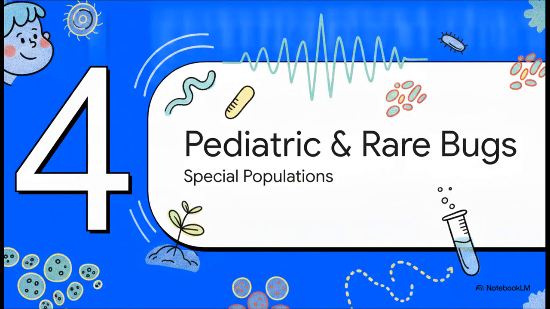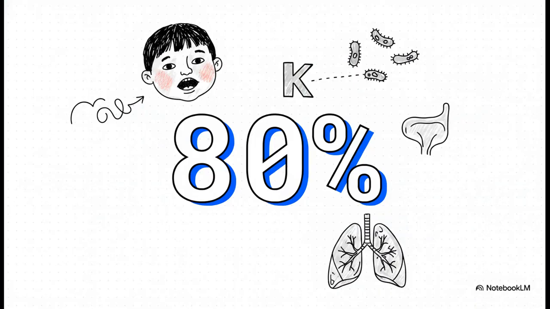Section 4. Pediatric and rare pathogens. Finally, let's explore how these fastidious organisms show up in specialized groups, starting with kids. When it comes to the K in HACEK, Kingella kingae, here is a crucial stat you need in your back pocket. A staggering 80% of pediatric Kingella infections are associated with a preceding upper respiratory tract infection and stomatitis. Think about that for a second.